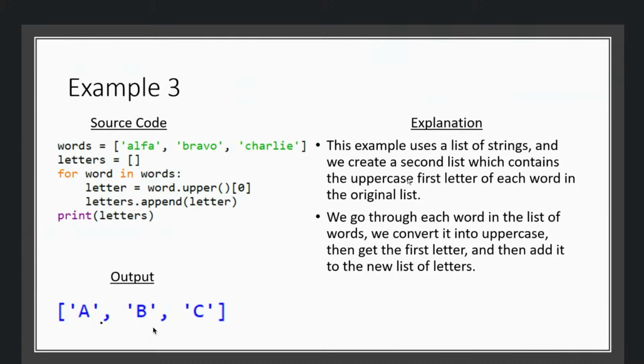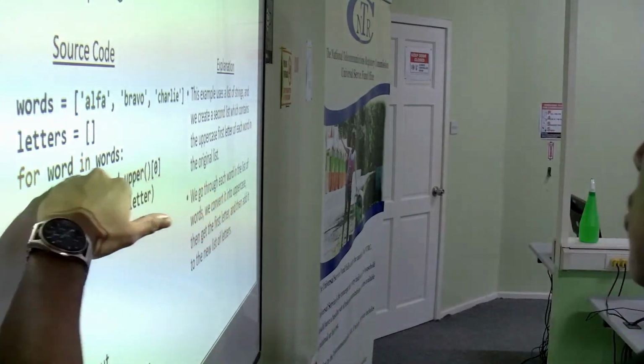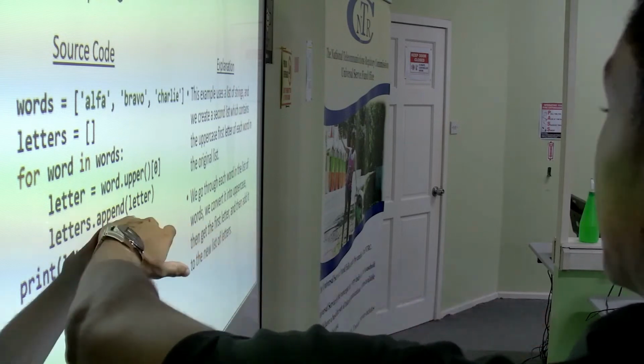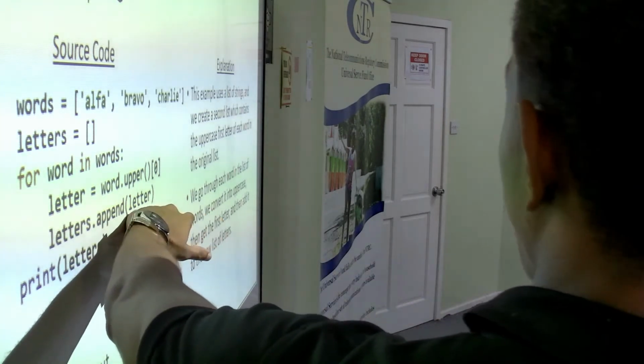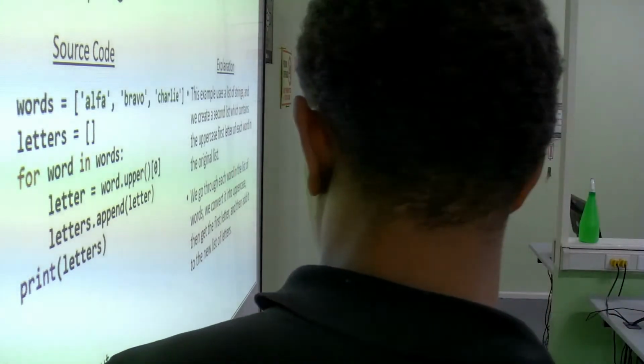A, B, C, all capitalized, right? Yeah. A, B, C, all capitalized. So everyone, we learned our dot upper function. We know how to use our for loop. We passed a variable into our dot append function, and then we put it out.